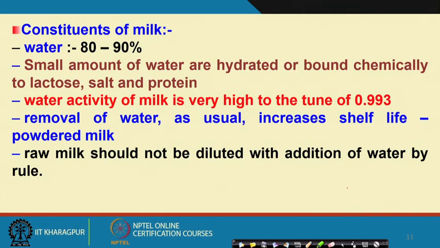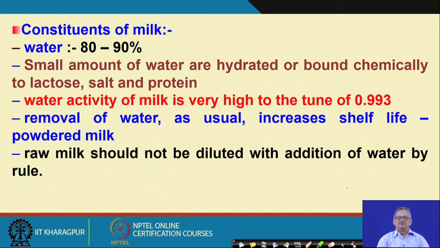So, this is why those organisms may grow in, and that may be some yeast, some mold, some bacteria, and you will not come to know what is the product which has been developed by the organism, right. So, removal of water as usual increases the shelf life. By and large, we have said earlier that removal of water is one of the techniques by which we extend the storage life of the food material.